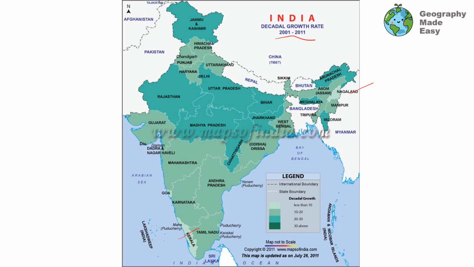Most of the other states are experiencing 10 to 20%. We can see that most of the southern Indian states, Gujarat, West Bengal, some of the northeastern states, and these hill states are all experiencing 10 to 20%. So the national average growth rate has decreased.